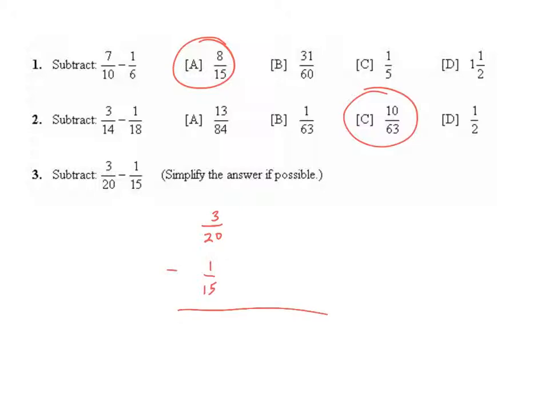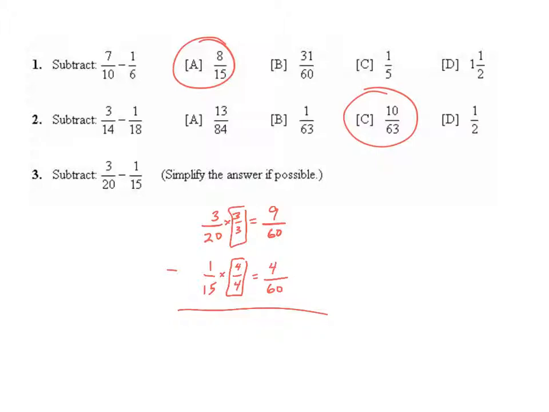This is one where I can find a common multiple fairly quickly if I count by 20. 20, then 40. 15 doesn't go into 40, but 15 does go into the next multiple of 20, which is 60. So 60 is going to be my least common denominator. And I'm going to multiply 3/20 by 3 over 3, which gives me 9/60.